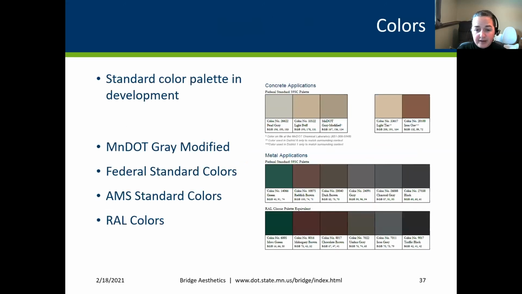MnDOT is moving towards a standard color palette. We've been moving in this direction for a very long time. It's not truly finalized, but this is what it's going to be when we're all done. When I started, I was finding like 60, 80 dark browns. There were tons of them. So we started saying, let's just stick with 3 colors. Pearl gray has pretty much always been used. That's the first color when we first started painting bridges. We have a lot of bridges that use this color. The light buff is our more modern color. And then MnDOT gray was a proprietary color that was done back in the day.